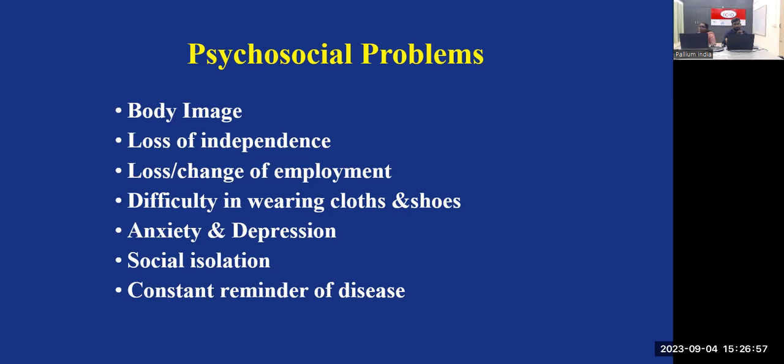Social isolation will be there because nobody is willing to interact; these kinds of problems develop. They will stay inside the room all the time, because when they come out, everybody asks about their limbs, so they stay in the family all the time. There is also a constant reminder of the disease. We all know that lymphedema can develop because of axillary dissection or lymph node problems, but the patient doesn't know.